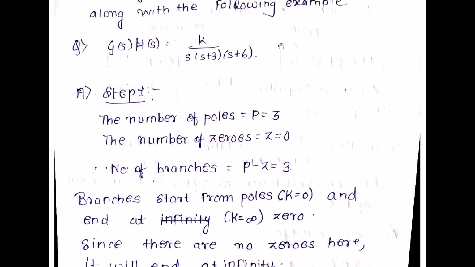So once g of s into h of s is given to you, first try to find out the number of poles and the number of zeros. The branches will be given as P minus Z, that is 3 minus 0 is 3. The branches will always start from poles and end at zeros. Since there are no zeros to terminate at, they will end at infinity.